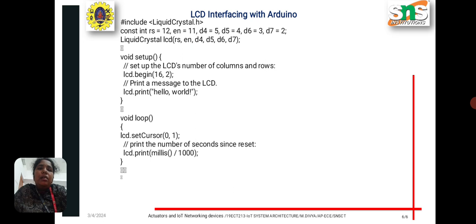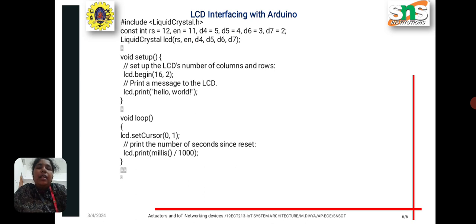Then we declare the pin numbers as integers. We have made the 12th pin RS and the 11th pin the enable pin, and the 5th pin as D4, D5 and D7. Then we have initialized the liquid crystal display. Then we use lcd.begin, since we are using a 16 cross 2 LCD. So we have to start lcd.begin.